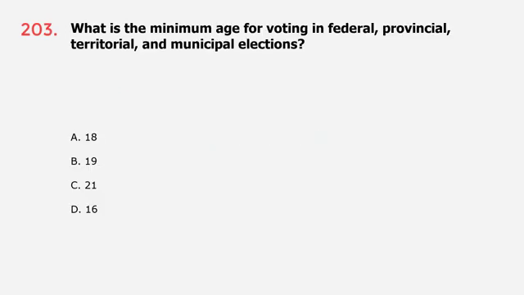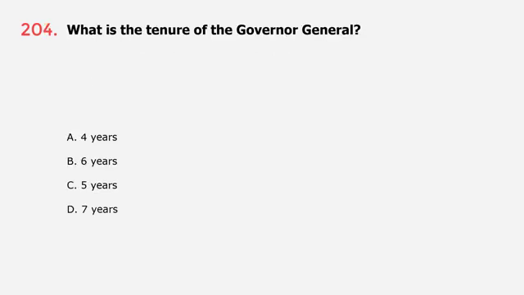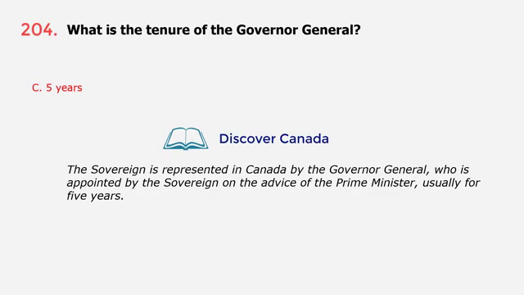Question 203. What is the minimum age for voting in federal, provincial, territorial, and municipal elections? A. 18. B. 19. C. 21. D. 16. The answer is A. 18. Question 204. What is the tenure of the Governor General? A. 4 years. B. 6 years. C. 5 years. D. 7 years. The answer is C. 5 years.